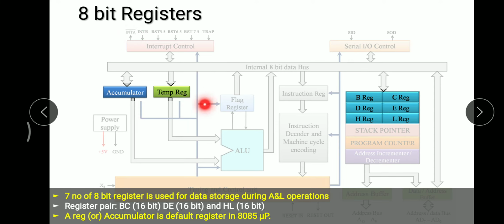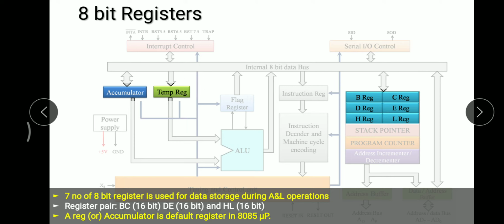The temporary register is for the internal usage of 8085. For example, I am giving one question to you: 5 plus 4 plus 3 plus 4. The answer is 16. So what you are doing actually is some internal calculation in your mind: 5 plus 4 is 9, 9 plus 3 is 12, 12 plus 4 is 16, and you tell the answer is 16.